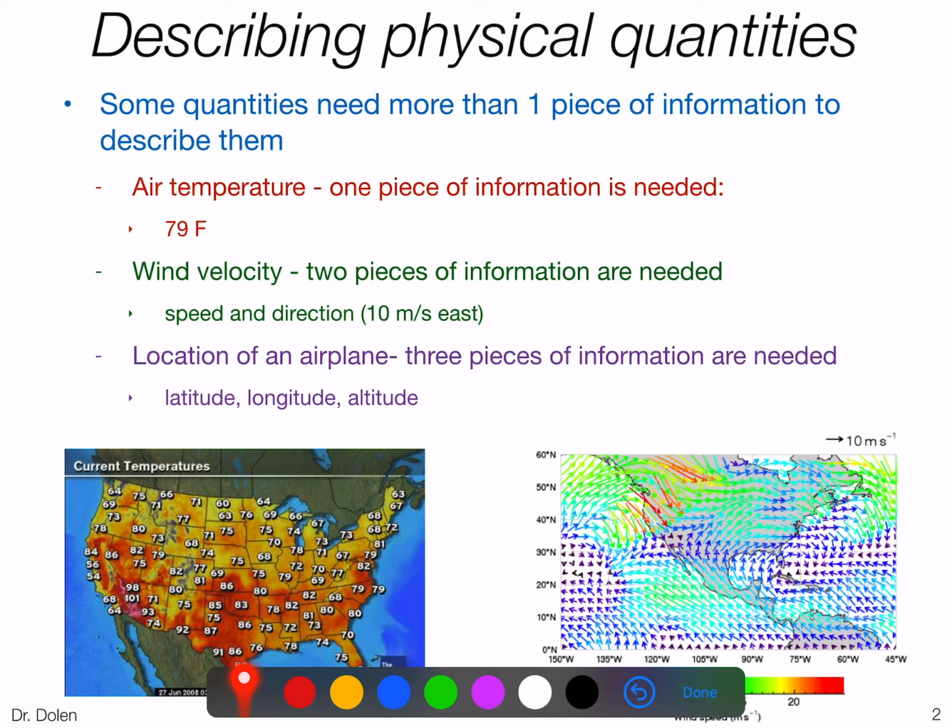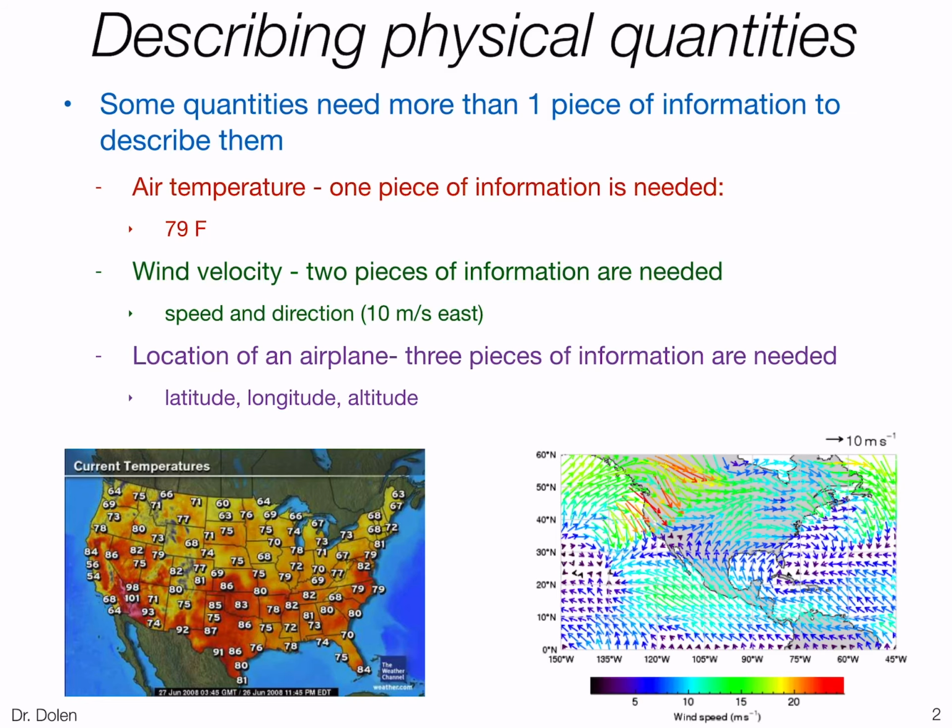But in other cases, you need more than one piece of information. For example, wind velocity, right? If you were trying to land an airplane into the wind, it wouldn't be that helpful for me to tell you, okay, the wind is 20 miles per hour right now. You would need to know that, okay, the wind is 20 miles per hour east. Okay, so you need more than one piece of information. So to describe wind velocity, we need a vector.